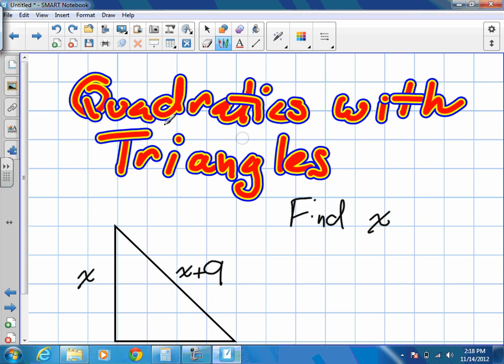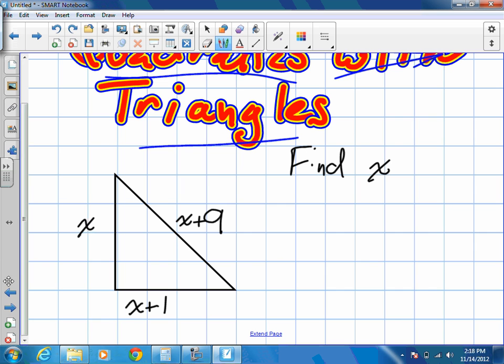We're going to use quadratics to solve problems with triangles. So, we have a triangle here. I've condensed the word problem into a picture essentially for you. The word problem said that one of the legs of the triangle was a centimeter longer than the other. In other words, we have one side of a triangle, and the other side was 1 centimeter longer, so that would be x plus 1.